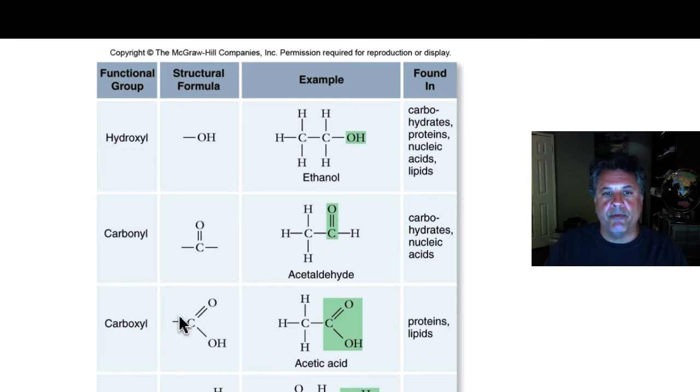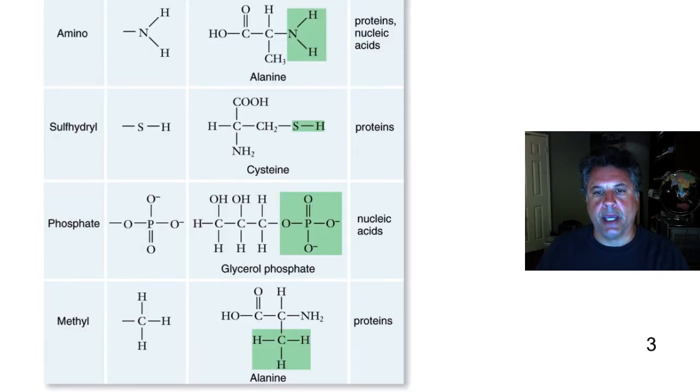The carboxyl group, a very important group. Here we have carbon bonded to, say, another carbon, double bonded to oxygen, and singly bonded to a hydroxyl group. Here's our hydroxyl group again. And we find this in proteins, in amino acids that make up proteins, and fats. We find the carboxyl group in lipids as well. And here's an example in acetic acid. Here is the carboxyl group, C double bond O and OH.